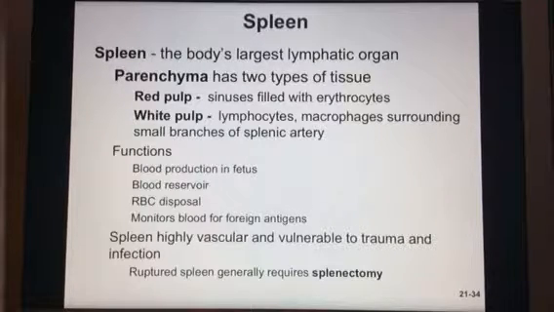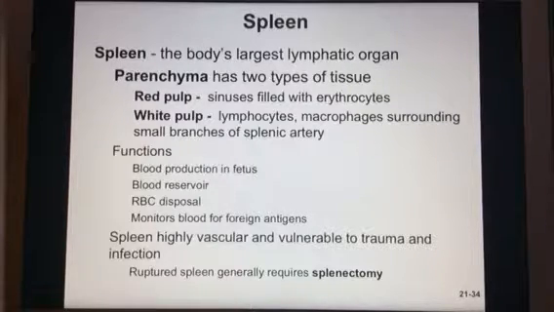The last video cut off right before the last but largest lymphatic organ, and that's the spleen. It's made up of two types of tissue: red pulp that has sinuses filled with red blood cells, and white pulp with lymphocytes and macrophages that are surrounding branches of the splenic artery. The function of the spleen is blood production in the fetus, a blood reservoir, red blood cell disposal, and of course monitoring blood for foreign antigens.